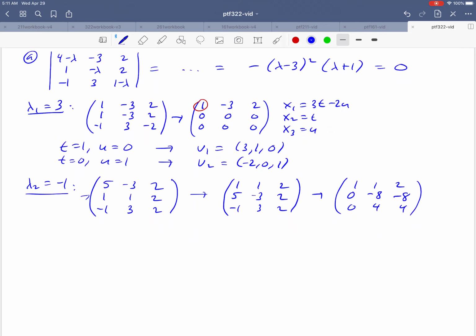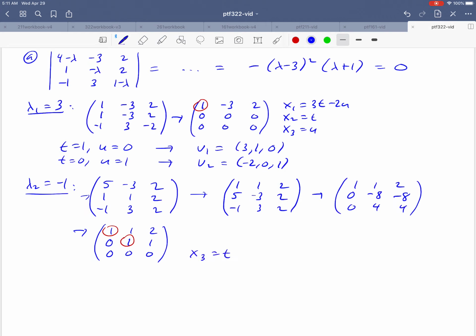The second and the third row are now multiples of each other, so we're going to get a row of zeros. Okay, and I'm going to go ahead and divide the second row through by -8, just to make those ones. Okay, and there's a matrix that's in echelon form. And this time we get 2 pivot positions, so we've got 1 free variable.